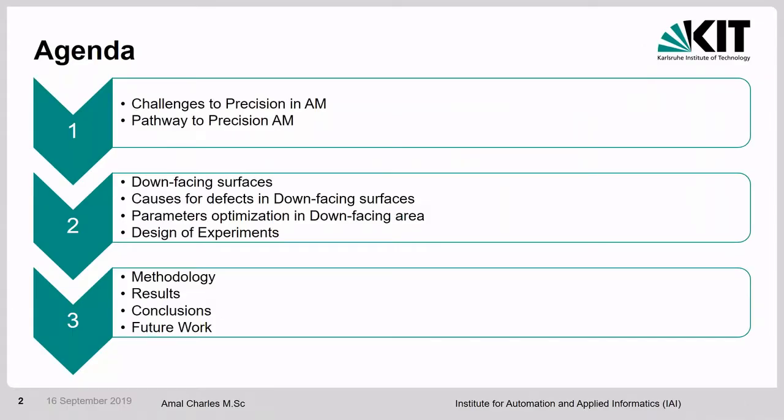So the agenda of the presentation is like this. First we speak a little bit about challenges that we face in general for precision in additive manufacturing, some of the pathways that we follow in the PAM² project. Then we focus more on down-facing surfaces. They are a major source of our research because of being such a problematic feature. Some of the defects, why and how they're caused, and then we go into what we are doing with it. And then we will finish off with the results and conclusions and our future work.